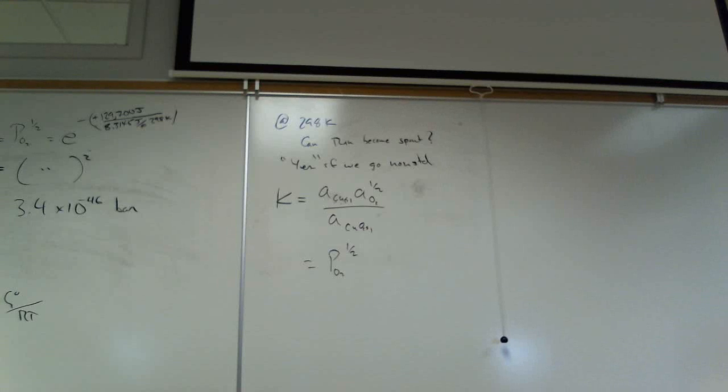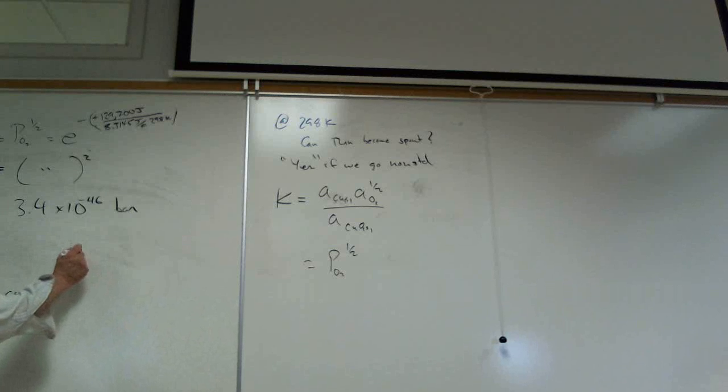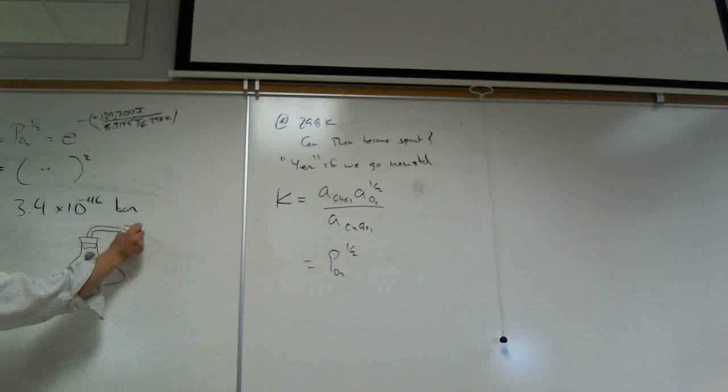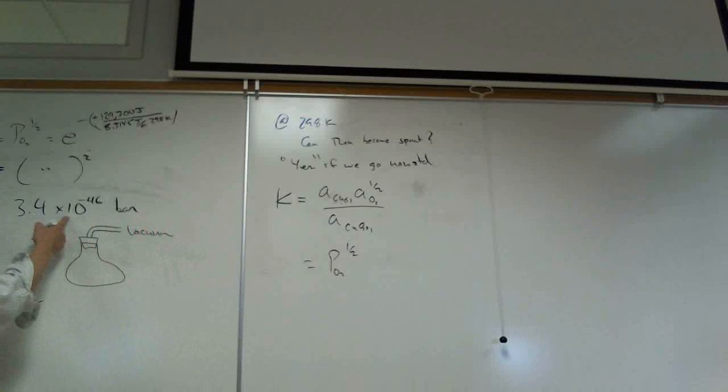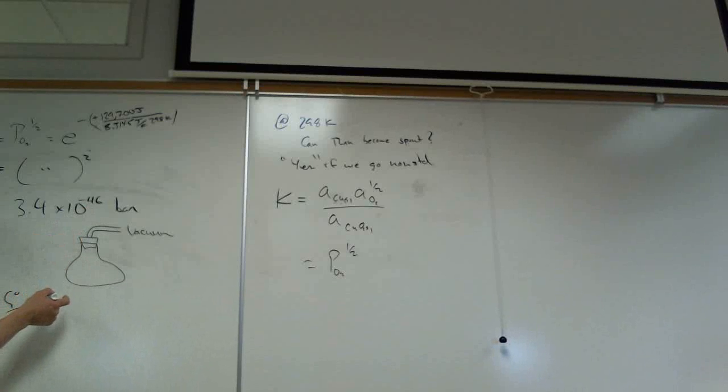All right. So all we need to do is get a container and then hook up a vacuum pump and pump it down until we achieve a vacuum of 3.4 times 10 to the minus 46 atmospheres, roughly. What do you think? Is that pressure going to be achievable? No. 10 to the minus 46 atmospheres.